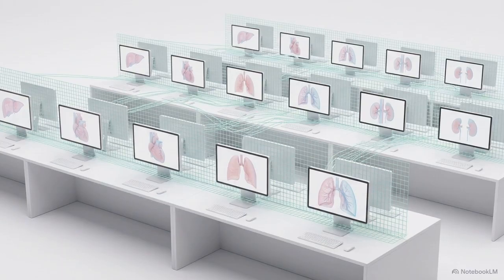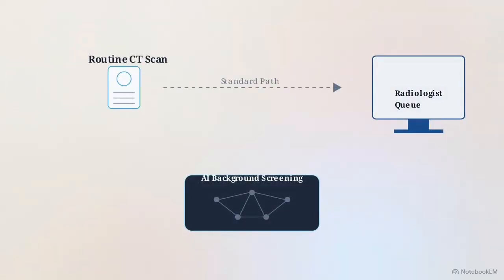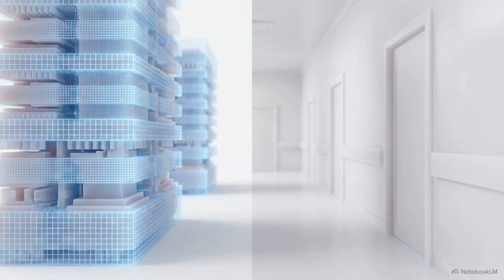Deployment relies on opportunistic screening within high-volume hospital radiology workflows. A routine CT scan taken for an unrelated issue, like a kidney stone, is automatically routed through an AI background screening node before reaching the standard radiologist queue. Running these background tensor checks demands high computational efficiency, but incurs minimal marginal cost, requiring no additional human clinical hours.